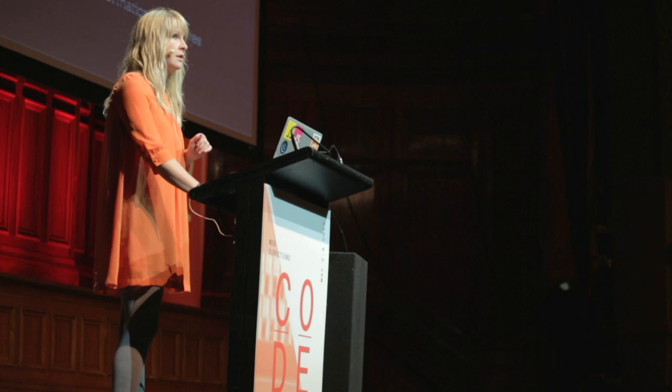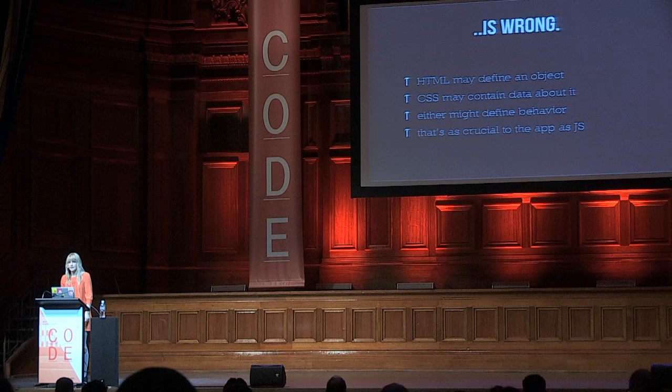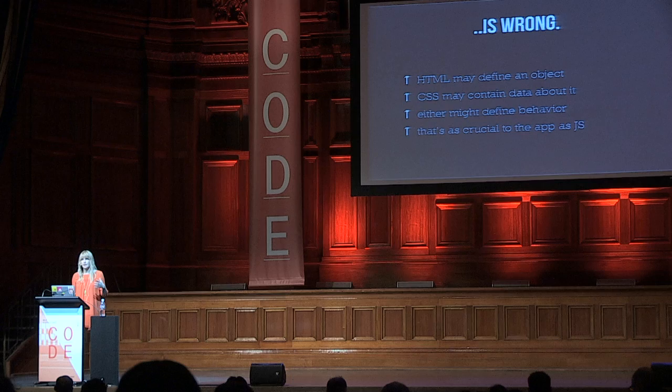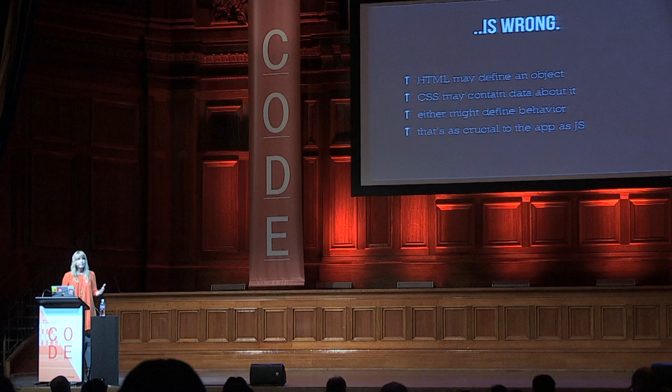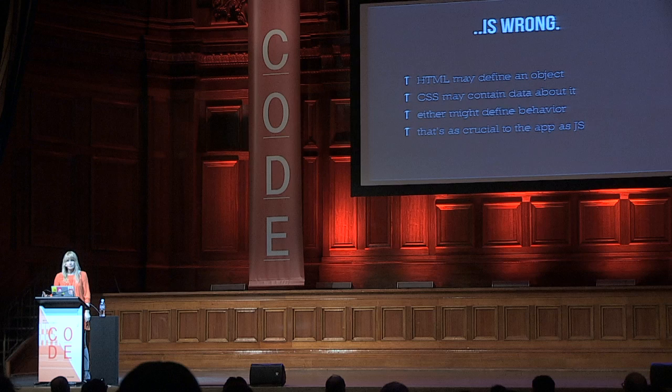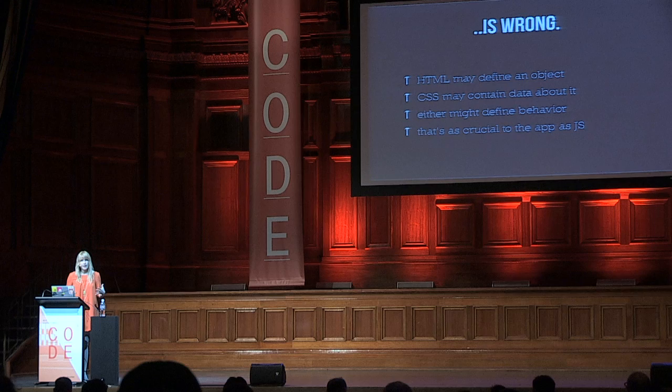And that's wrong. Because HTML might actually define your object to some extent. It may have all the properties of that object, and we'll talk about how it might be more than simply a representation. And the CSS, similarly, might have data and information that actually corresponds directly to the information and the properties in your data. And either one of them might give that object behavior. Behavior in the context of your application, not merely user interface behavior, but behavior that actually affects the data. And this makes it just as important a part of your application as the JavaScript that ties it all together.